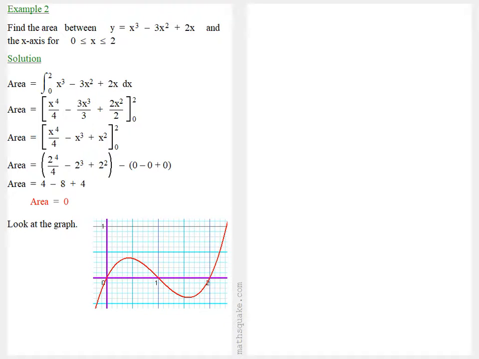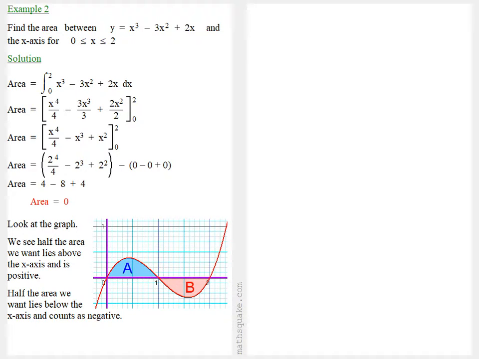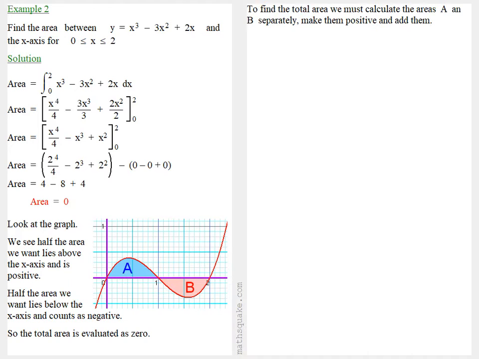But if we look at the graph, we see half the area we want lies above the x-axis and is positive. Half the area we want lies below the x-axis and counts as negative. So the total area is evaluated as 0. Now this is not correct. So to find the total area, we must calculate the areas A and B separately. A is above the x-axis, B is below the x-axis. We must make them both positive and then add them.